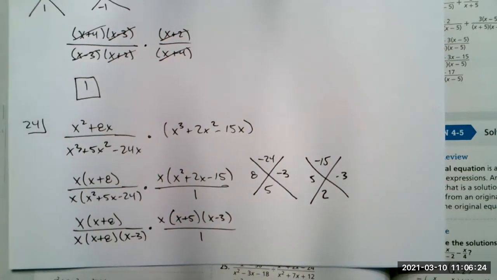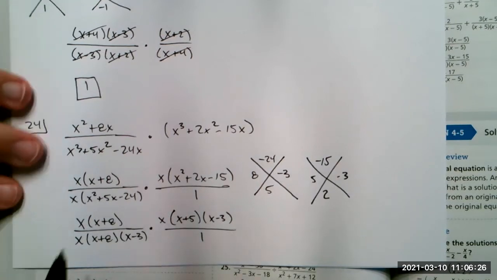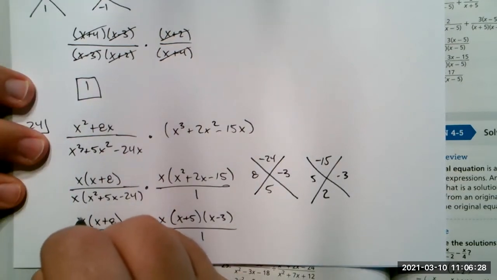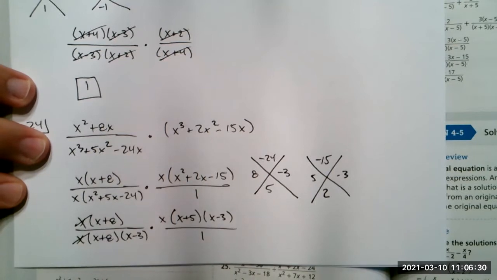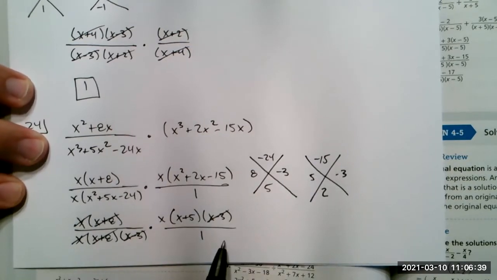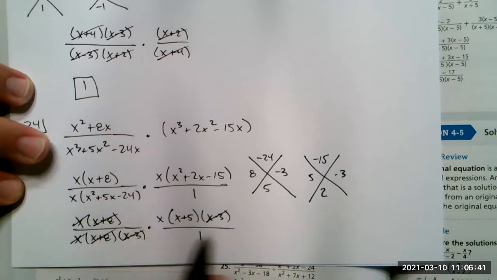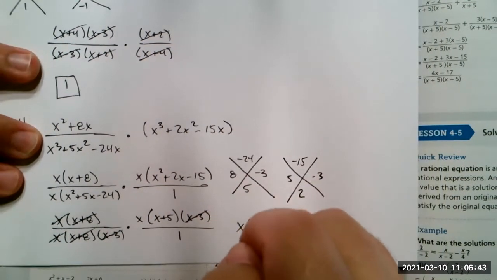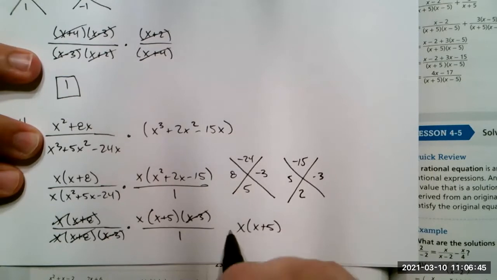Now everything is being multiplied, so I can cancel out common factors. So I'm going to take this x and this x, plus 8 and x plus 8, x minus 3 and x minus 3. I don't have anything left in my denominator, so the only thing I have left is what's in my numerator, x times x plus 5.